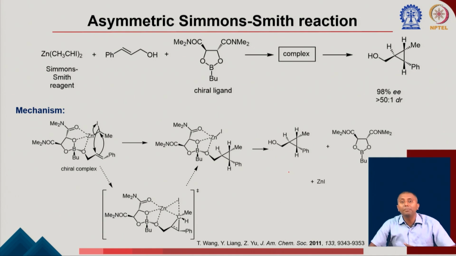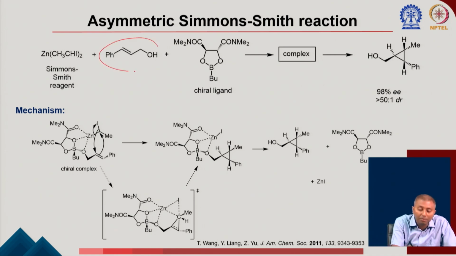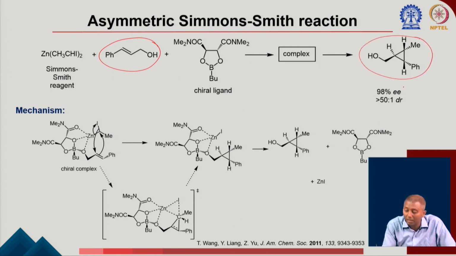So here is an example of asymmetric cyclopropanation; I talked about the diastereoselective ones. Now I am going to talk about an asymmetric example here. Starting from this corresponding allylic alcohol, they are able to get this corresponding cyclopropane with 98% ee and 50 to 1 diastereomeric ratio. So what is happening here?